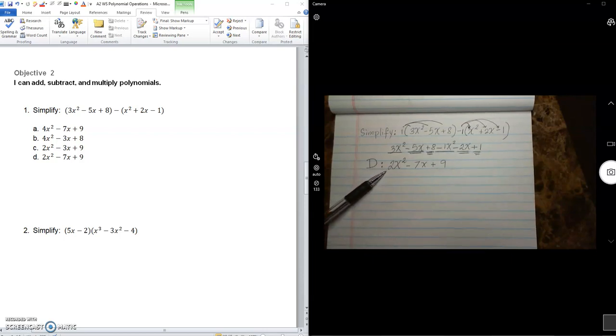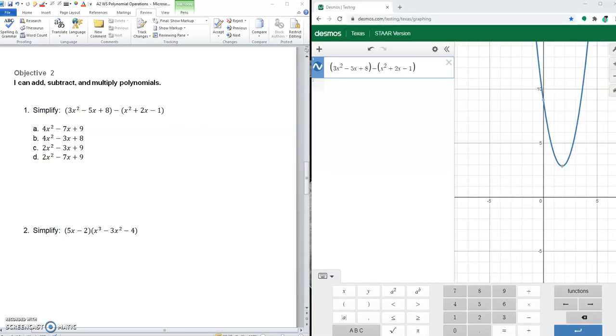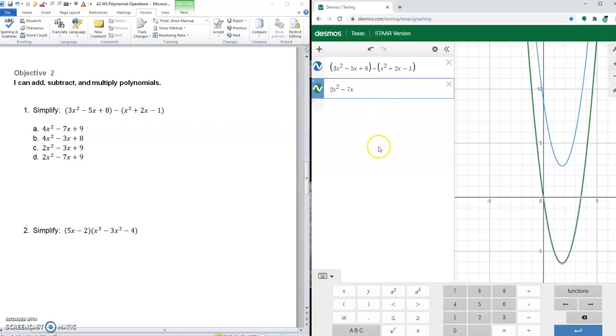So my answer is letter D, and you can check this on Desmos. Graph your original expression and graph your correct answer choice. And it went on top. So the answer is letter D.